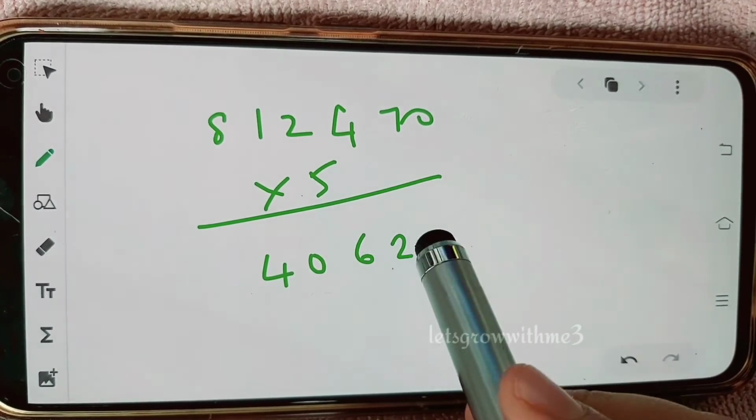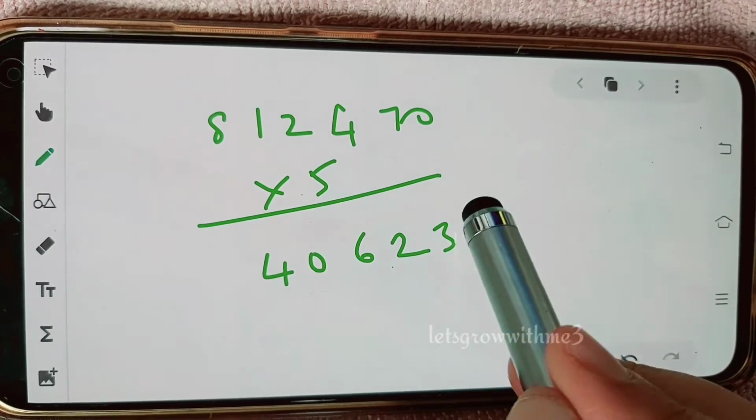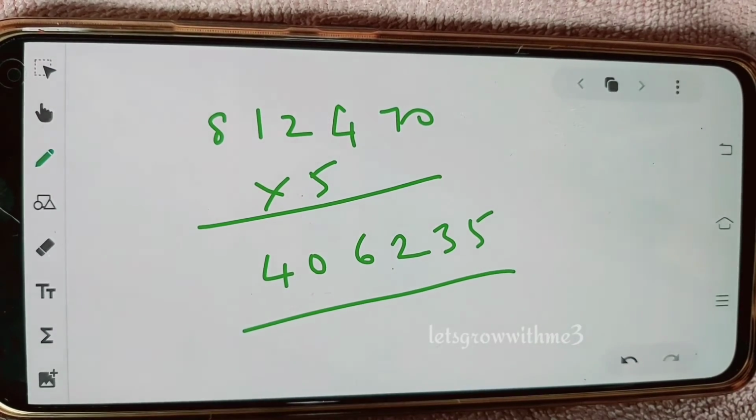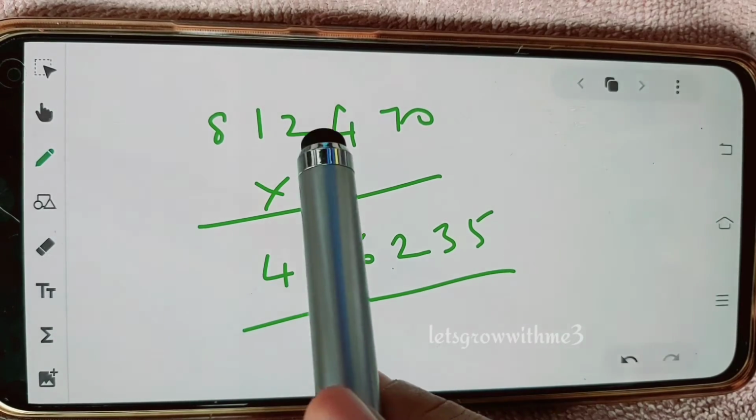So 4 2s are 8, then you need to consider 12. So 0, 6, then 2, 3, 5. See how fast we are getting values even for big numbers.